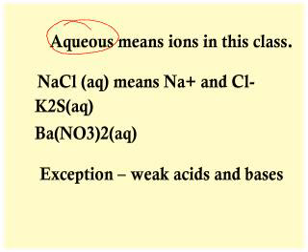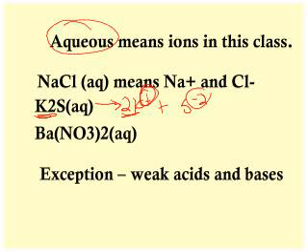Aqueous is always going to mean ions in this class. So NaCl means not NaCl together, but Na+ and Cl-. K2S aqueous, sorry I was lazy with my subscripts and superscripts, gives me K+ plus S2-. And really, if I were to balance it, it would be 2K+. Notice 2 Ks on the left, 2 Ks on the right, but also notice 2 positives, 2 negatives. The charges will also balance. Barium nitrate, Ba2+ and nitrates.